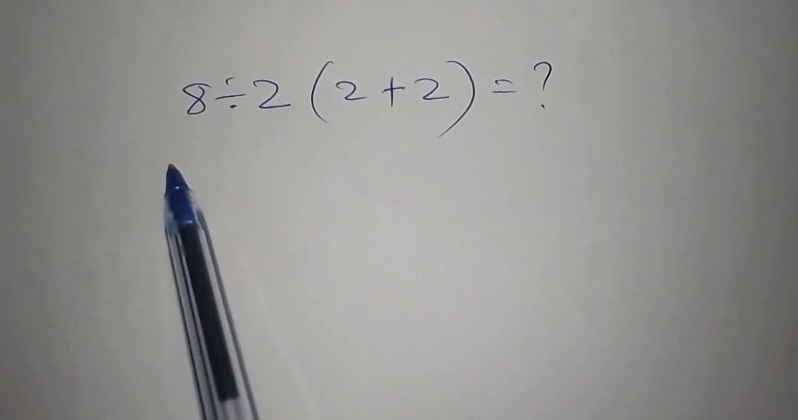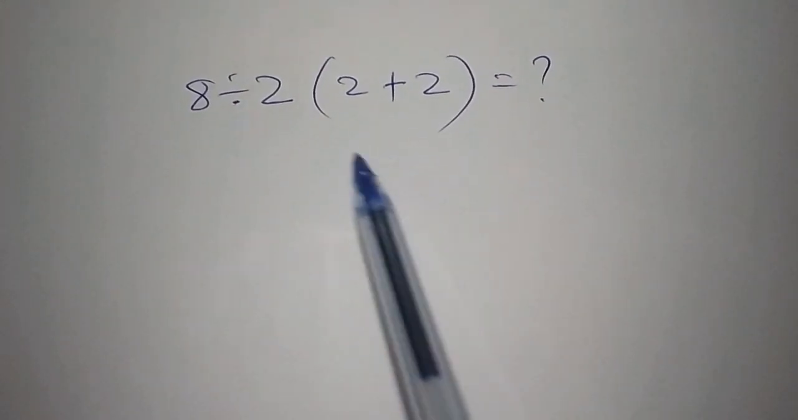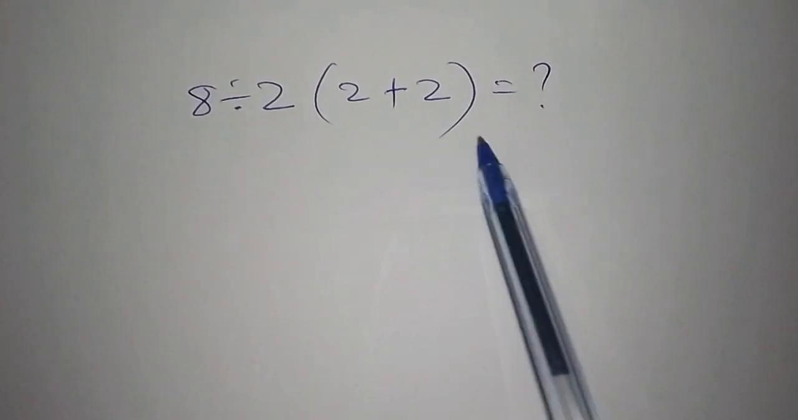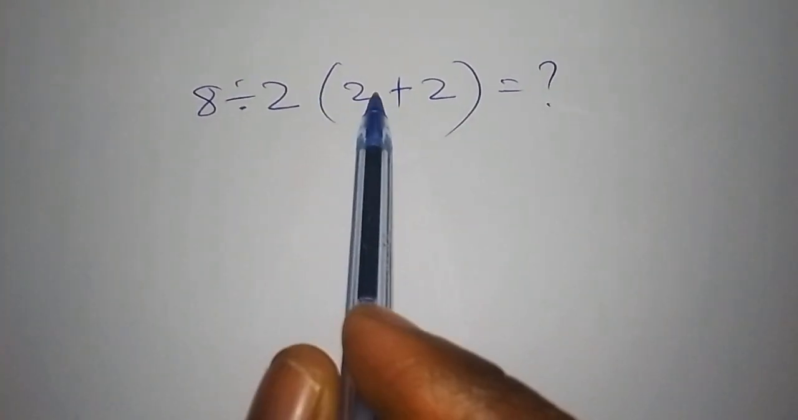Hello, do you know why a lot of people fail this mathematics? It's because they didn't follow the right formula. So I want us to hold this and please don't scroll. Now we have 8 divided by 2 into bracket 2 plus 2.